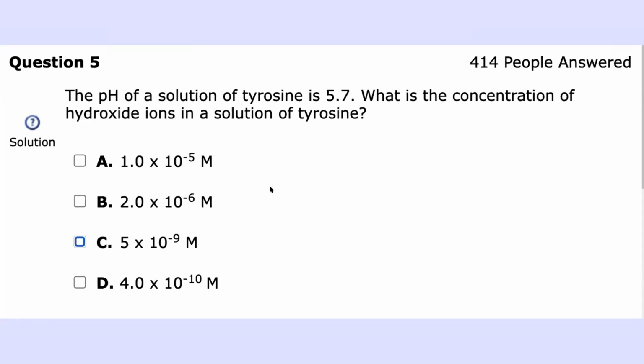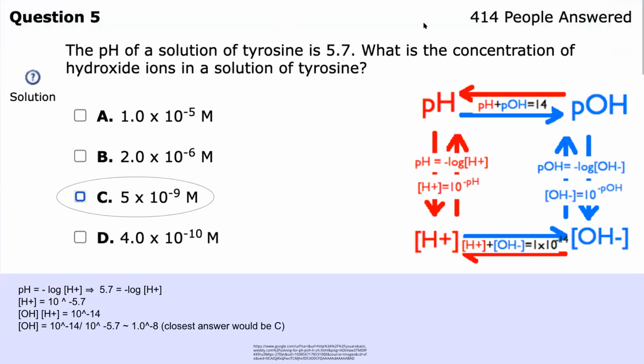Okay, so here we have to use the pH formula, and first we would convert. pH is equal to negative log of the concentration of H plus ions, and we would find that by converting this. And then we also know that the concentration of the hydroxide times the concentration of the hydrogen ions is equal to 10 to the negative 14th, and then we would be able to divide that through. And that would give us the closest answer would be C. Does that make sense?